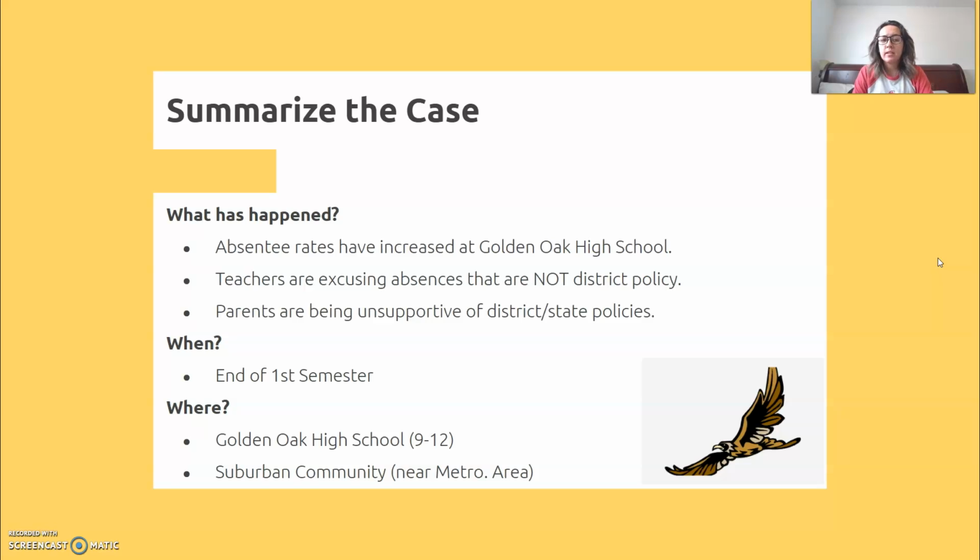So to begin by summarizing the case, what has happened? Absentee rates are increasing at Golden Oak High School. Throughout the past year or so, absentee rates are increasing. Teachers are excusing absences that are not district policy, so they are not excusing absences for correct reasons. And we're going to learn more about that as we get into our case study. Parents are also being unsupportive of these district and state attendance policies.